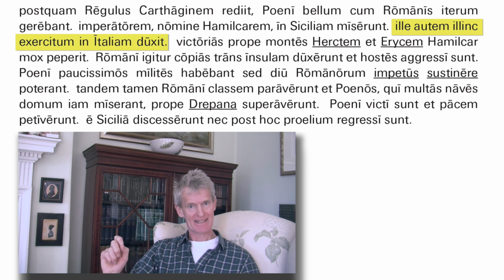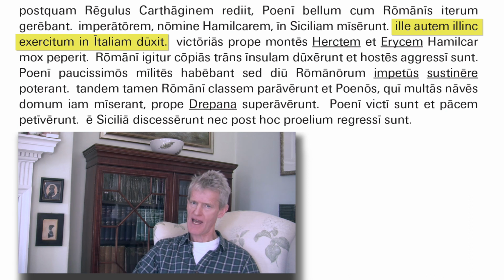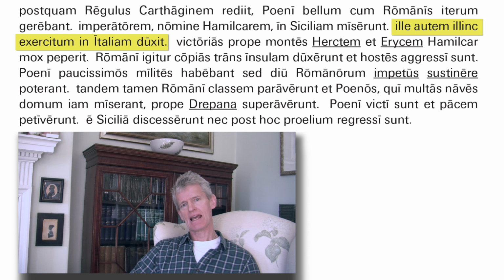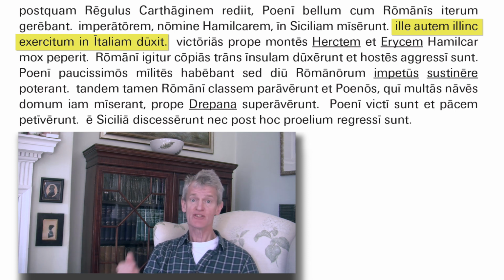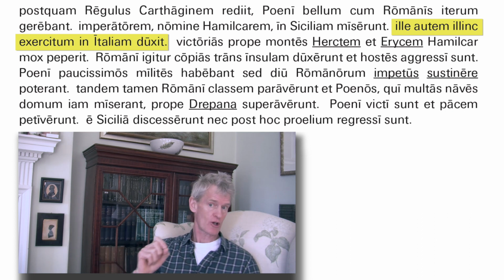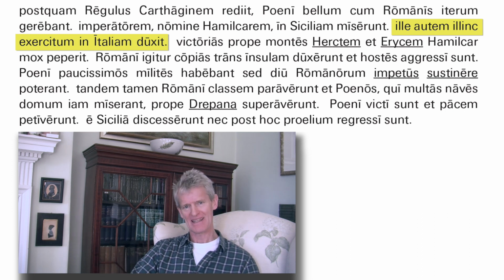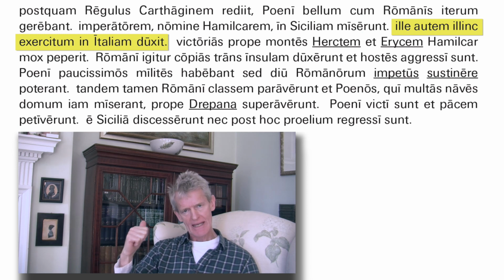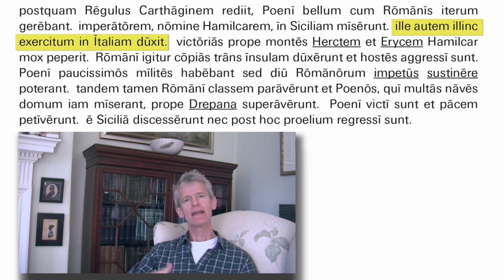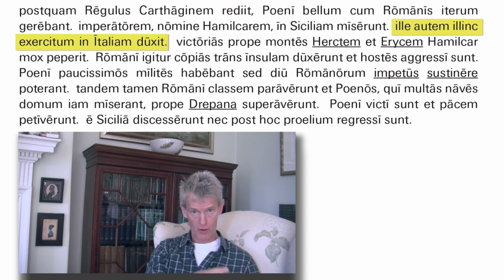Now, illinc, from there. Okay? Illinc, from there, in Siciliam, into Sicily. Okay? So he, brackets, Hamilcar. You could even translate it as Hamilcar if you wanted to make it absolutely clear who you meant by he. So he led an army from there, illinc, in Italiam, into Italy. Okay? So there's a good use of illinc, from there. Not just there or to there, but from there, illinc.